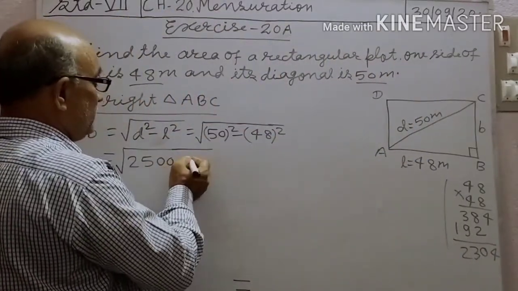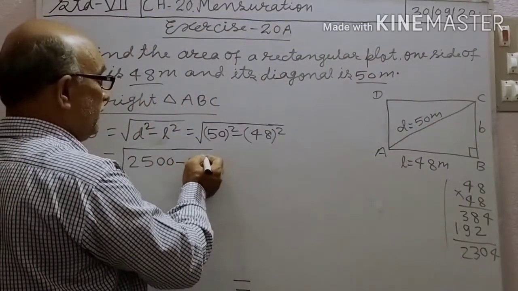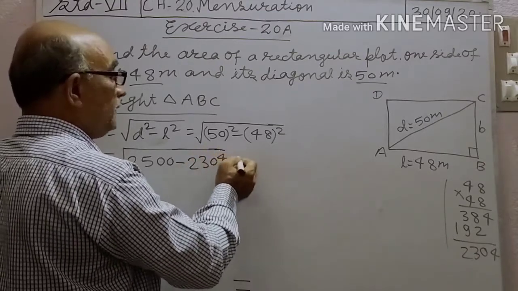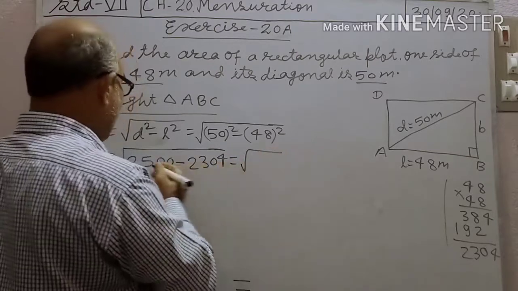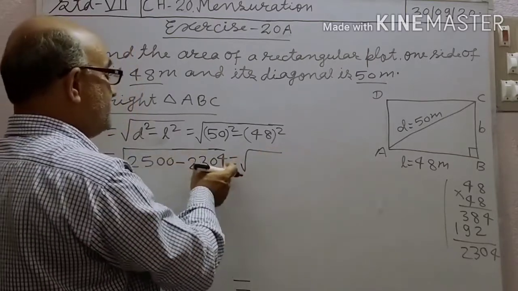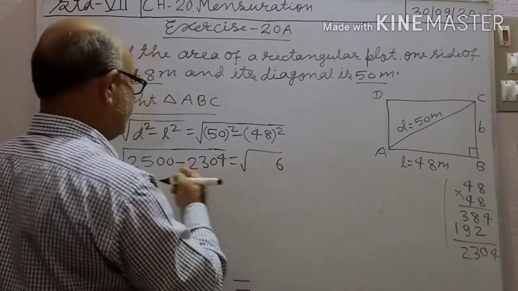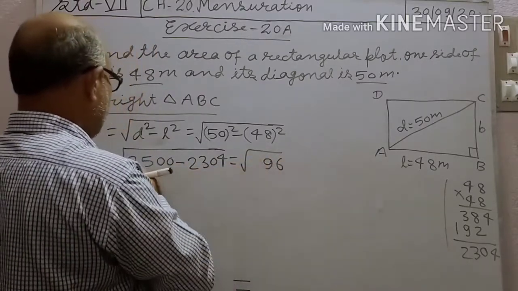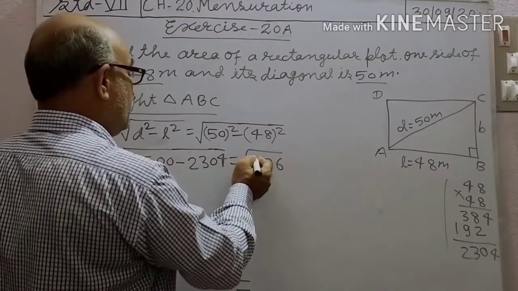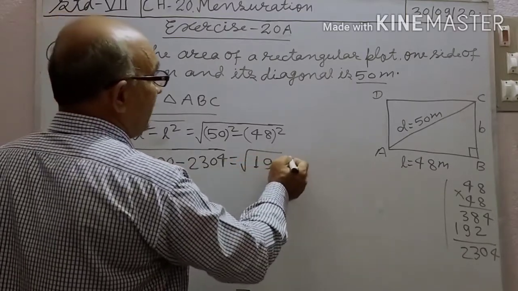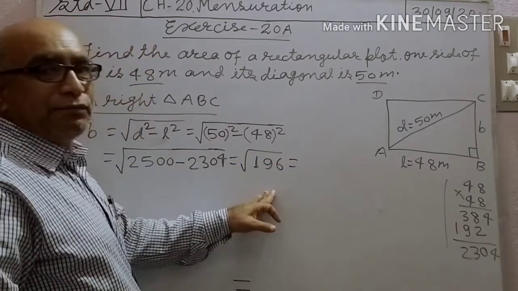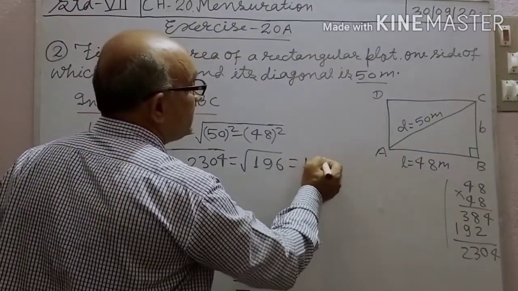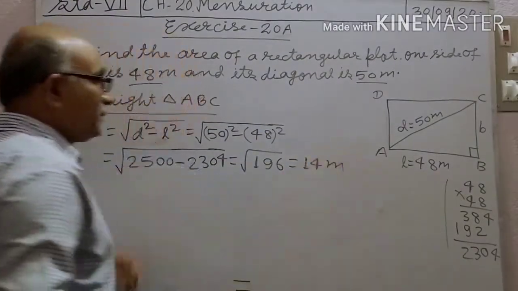2500 minus 2304. Subtract it: 10 minus 4, 6, and 9 minus 0, 9, 4 minus 3, 1. 196. The square root of 196 is 14 meter. So breadth is 14 meter.